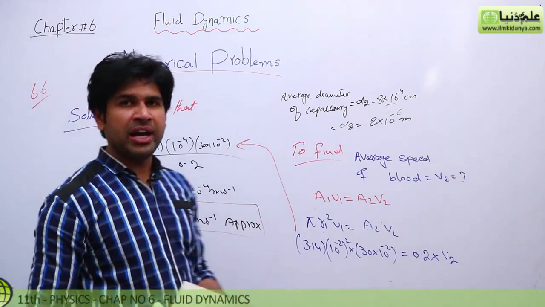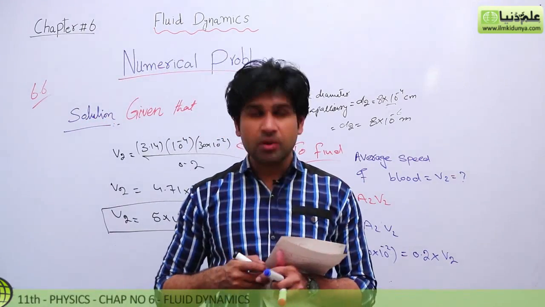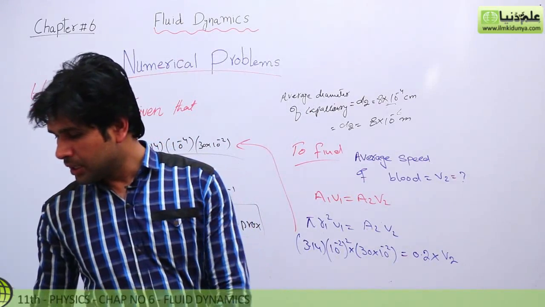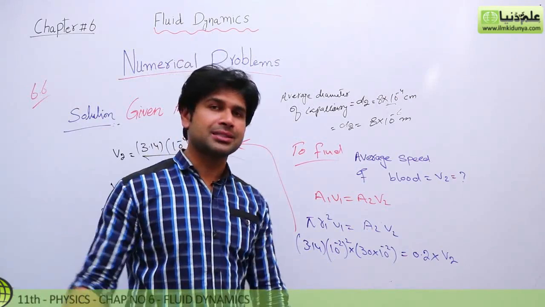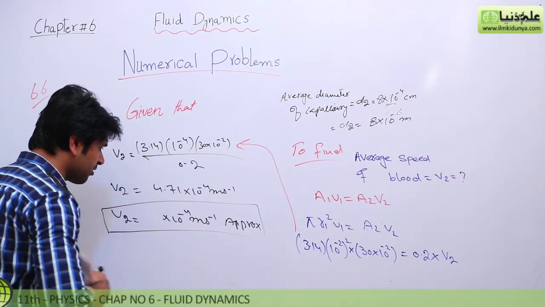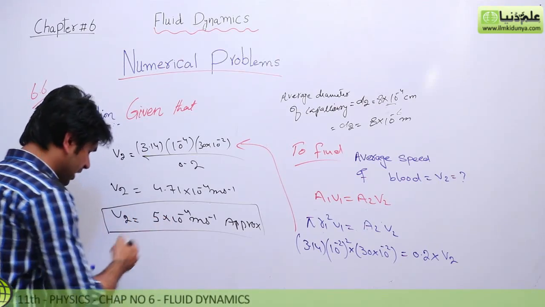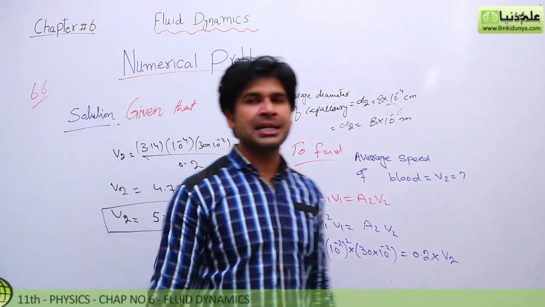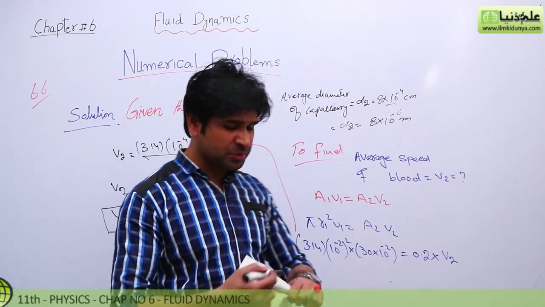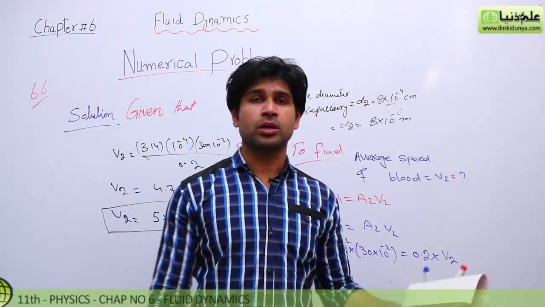So this is the speed of the blood stream which is flowing inside the aorta or blood vessel, and the answer is correct because this answer is also mentioned in your book. This is 5 × 10 to the power minus 4, not 6, this is 5. 5 × 10 to the power minus 4 meter per second. This is the average speed of the blood flowing inside the aorta or blood vessel.